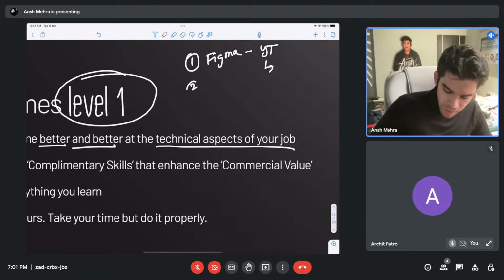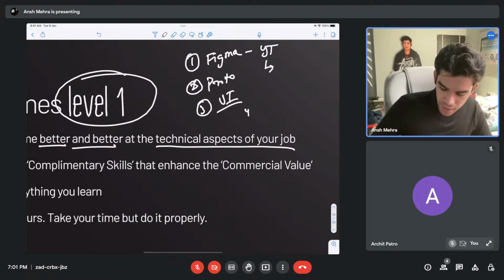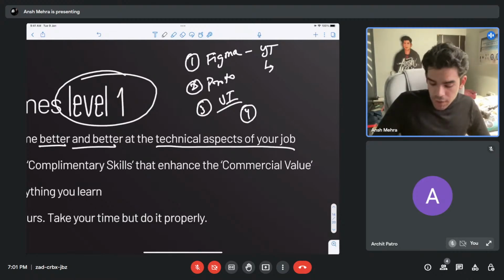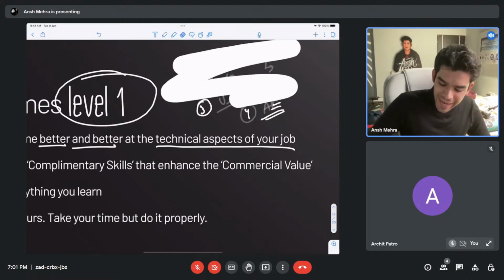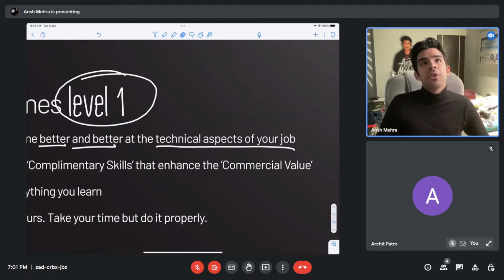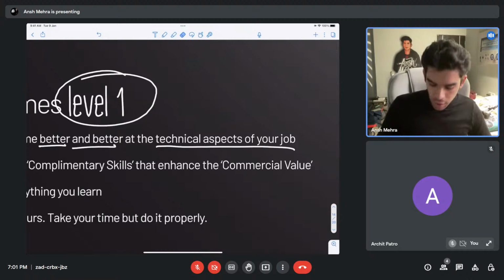But you need to know Figma, you need to know prototyping, you need to know visual design, which is UI, right? And if possible, you need to know After Effects for motion graphics if you can do that. So basically, tactical hands-on skill. You should not be a person who just knows how to talk but not deliver.